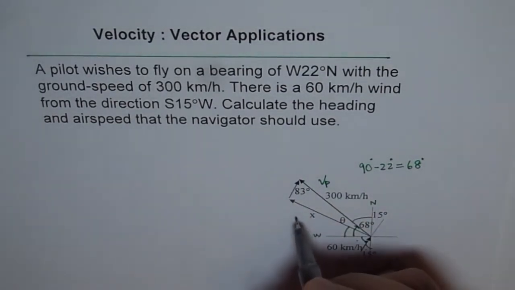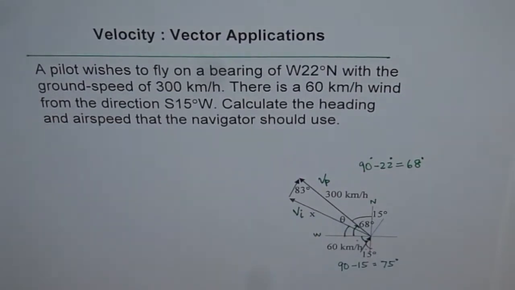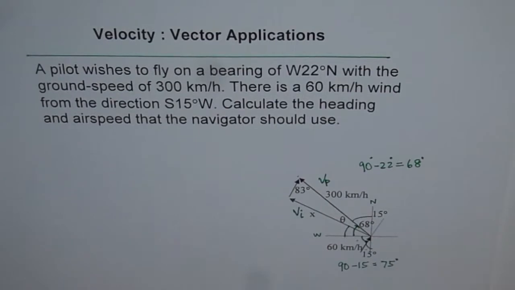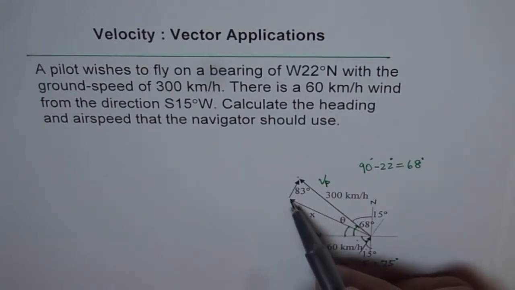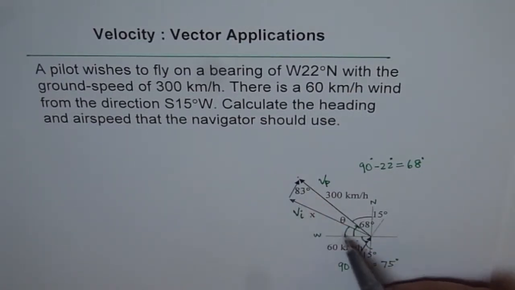So we will say velocity of the plane, initial velocity. Initially it starts in this direction, right? The nose is in this direction. And because of the wind, actually it reaches here. Correct? So to get this vector here, we translate the wind to the tip of our velocity of the plane. So that is how we make a triangle. Right? Now the idea is to calculate the angles.